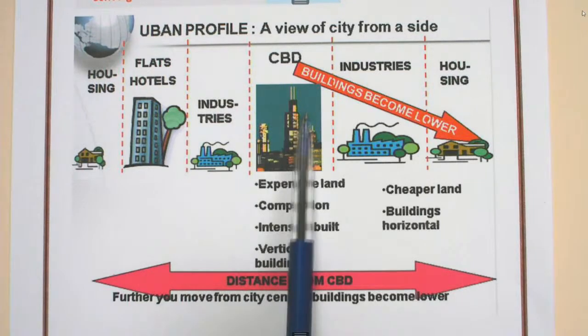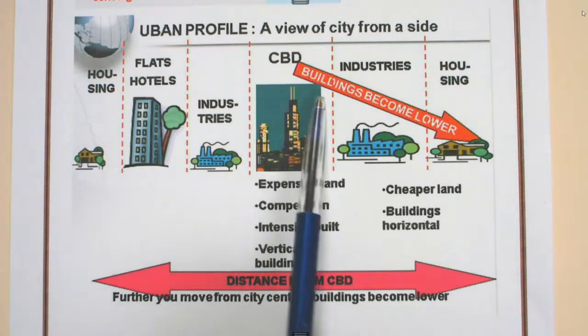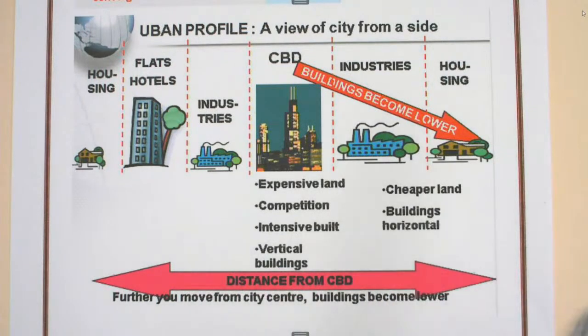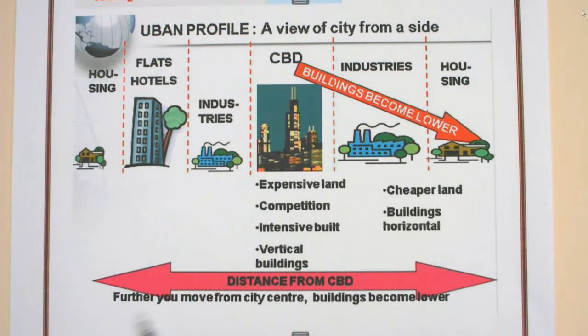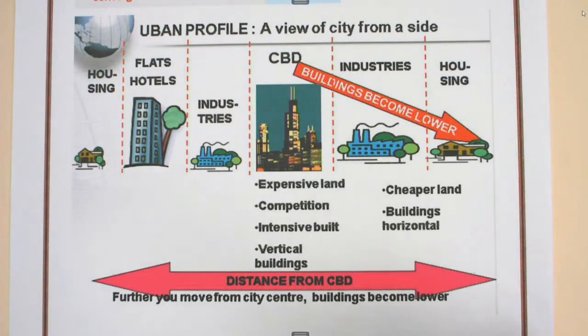Mostly they are built upward, skyscrapers, because of lack of space, vertical buildings. But the more you move away from the CBD, the value of the land becomes cheaper. Cheaper land value, building horizontal. It is not skyscrapers like it happened with the CBD. So the further you move from the city, the buildings become lower and cheaper.